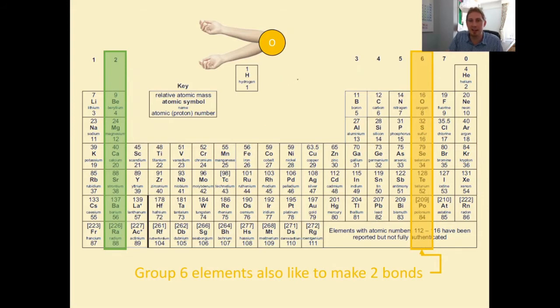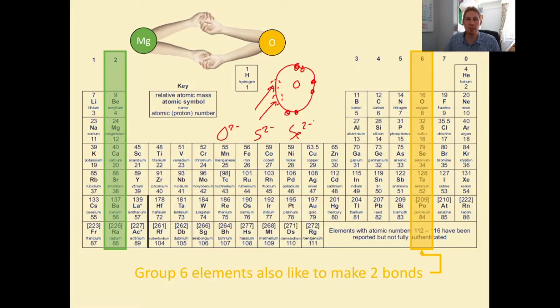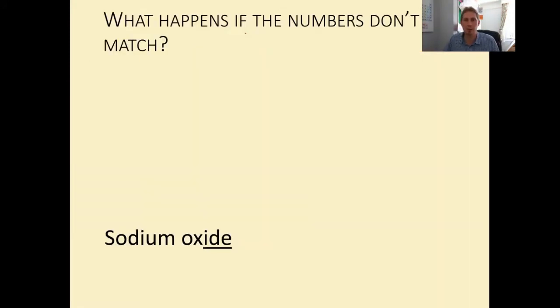Oxide, we've seen already. Oxygen, 2 gaps in that outer shell. Wants to accept 2 electrons. Forms O2-, S2-, Se2-. Bonds 1-to-1 with magnesium because the magnesium can get rid of its 2 outer electrons over to the 2 gaps in oxygen's shell. MgO. If the numbers don't match, sodium oxide.